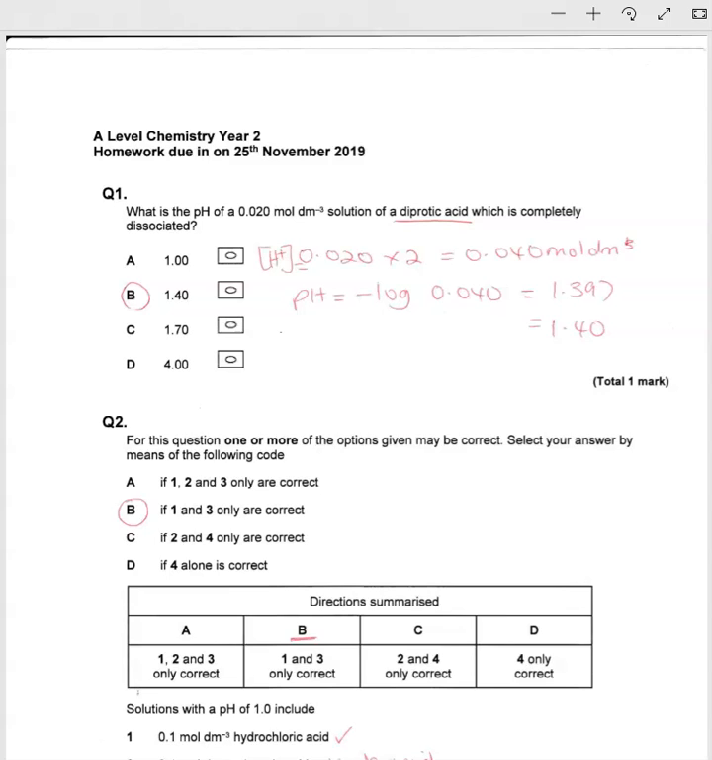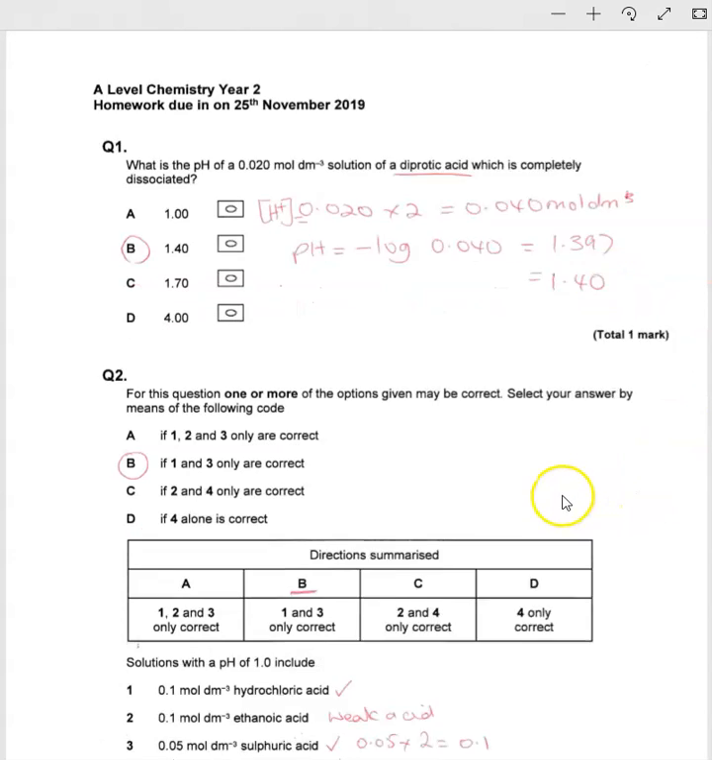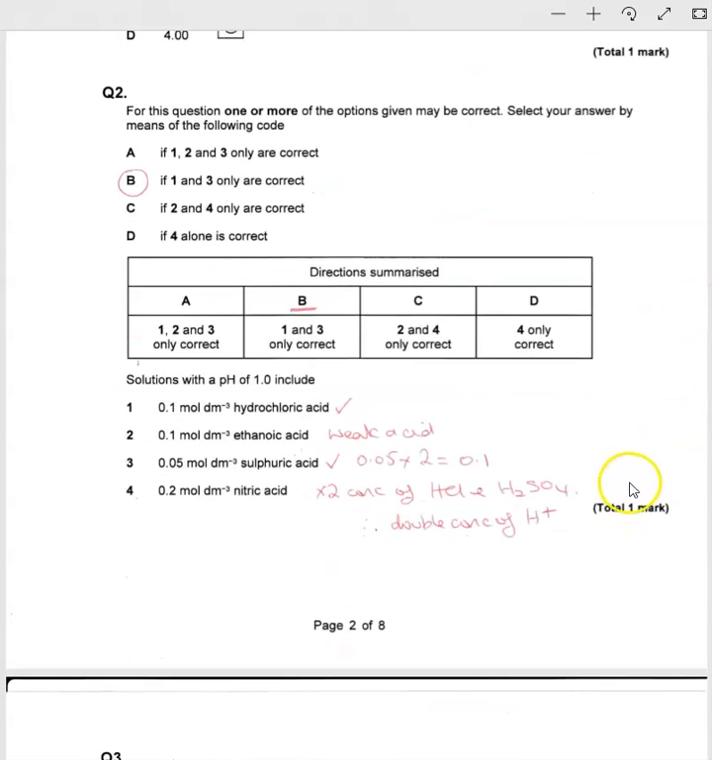Okay, so a number of you got this first question wrong. pH of 0.02 moles per dm cubed of a diprotic acid, and that's because you forgot to multiply that concentration by 2 if it's diprotic, like H2SO4. However many moles of the diprotic acid you've got, you're going to have 2 moles of H+. But once you've done that and you take the pH, then it's obvious.